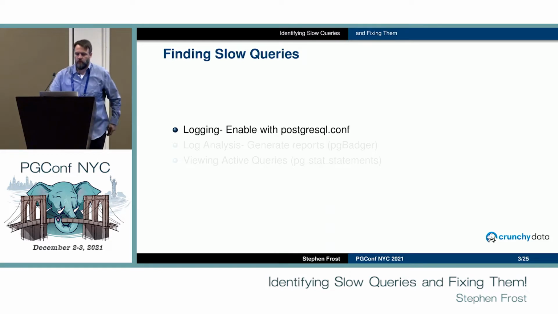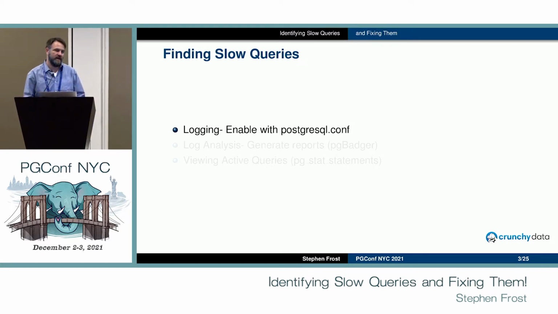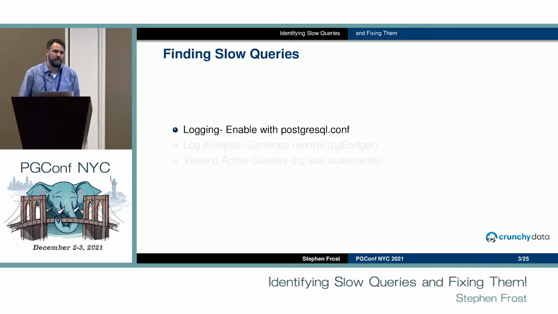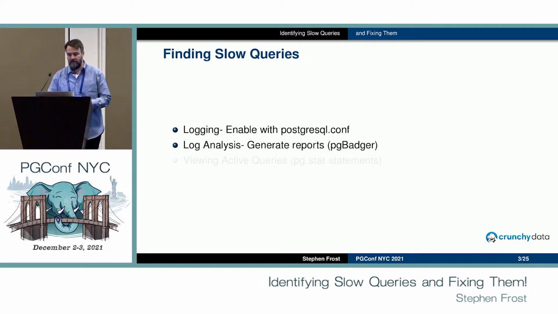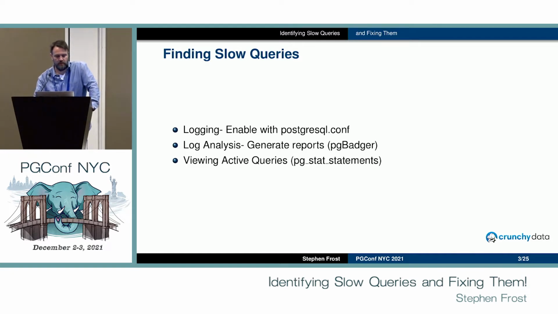So, finding slow queries. There are a few different ways to find slow queries in Postgres. The first one I'm going to talk about is enabling logging configuration, principally through postgresql.conf. That's also going to lead into log file analysis using one of my favorite tools, PGBadger. And then we're also going to look at viewing active queries, primarily using pg_stat_statements.